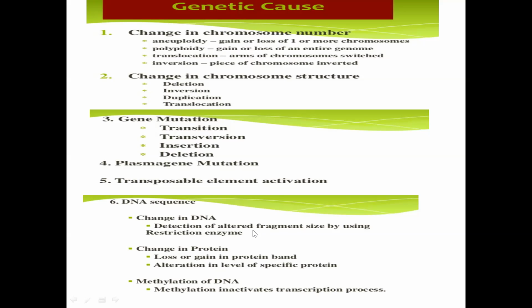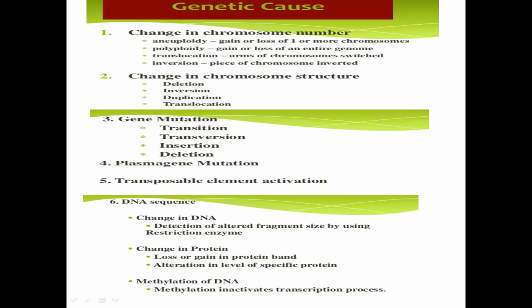You can detect the changes in the DNA by RFLP, restriction fragment length polymorphism, or you can detect the change in the protein. All these can be detectable by looking at the DNA as such, or by seeing changes in the protein band. Or you can also look for methylation of DNA. This is an important epigenetic variation.